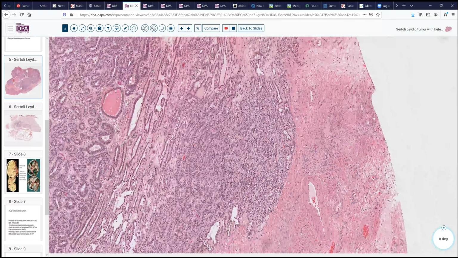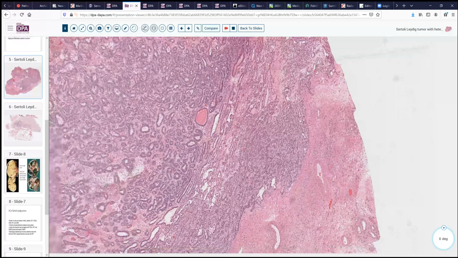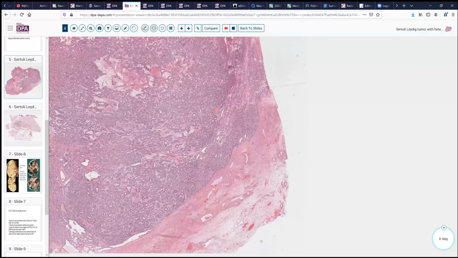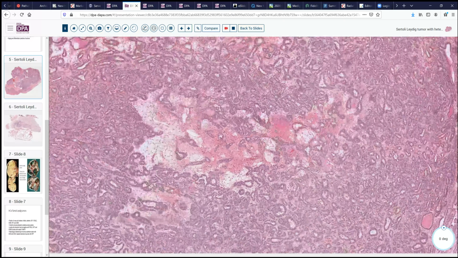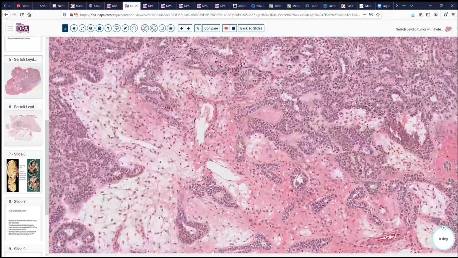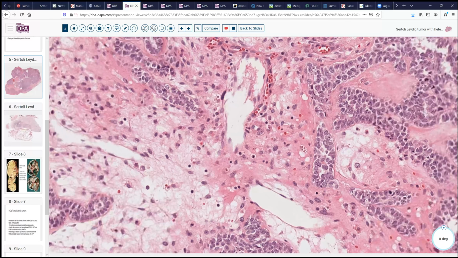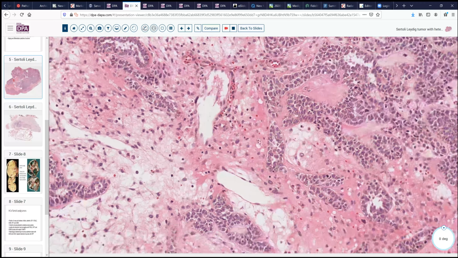Areas along the periphery are an important area to search for them because they can sometimes be hiding in that kind of a location. Other areas where they may be seen are these more mesenchymal areas, such as seen here, where you may just find an occasional cell with a slightly more eosinophilic cytoplasm and a suggestion of a crystalloid of Reinke.